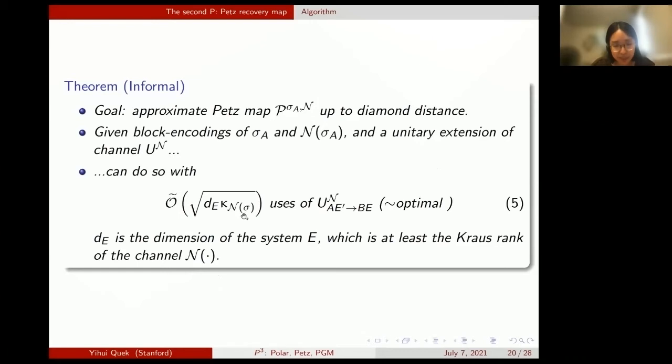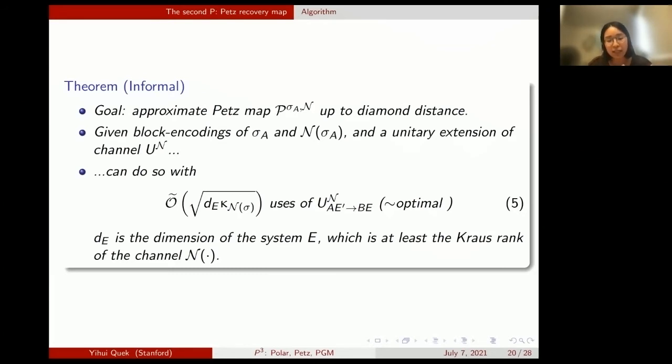Now the second parameter is this kappa here. A few slides ago, I showed that in general, when you want to implement some kind of singular value transformation, the complexity of that is going to depend on a condition number. And in this case, the relevant condition number is the condition number of N sigma A, which is 1 over the minimum singular value of N sigma A.